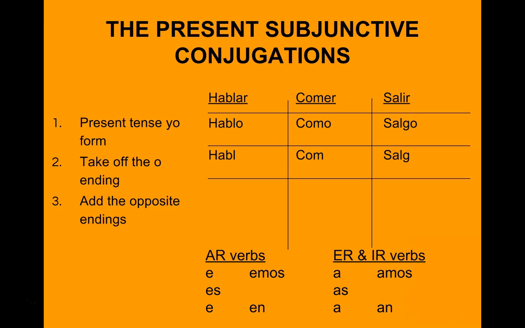If you notice, the first person singular and third person singular are the same. So the yo form and the él, ella, usted form are the same exact conjugations. With the subjunctive, you can't simply say the yo form. You need to have the yo in front of it in order to be clear.